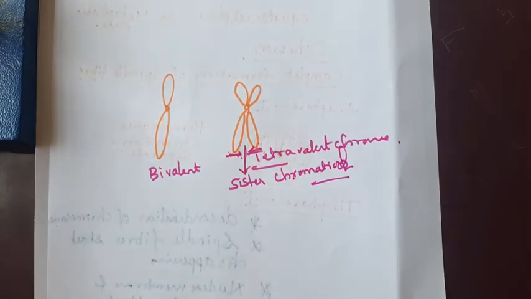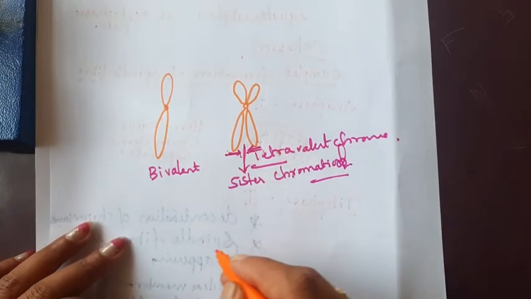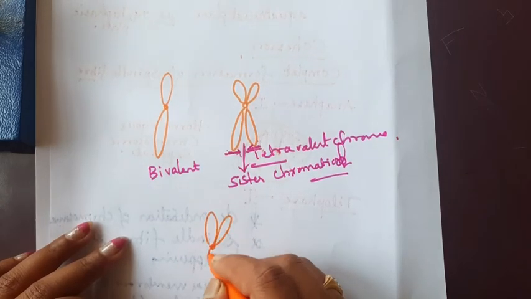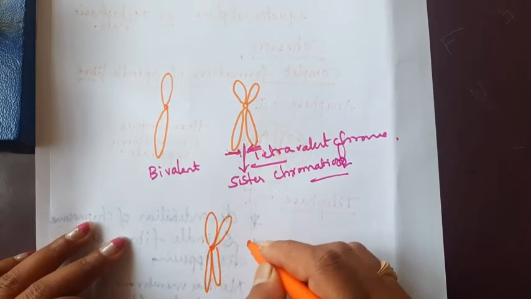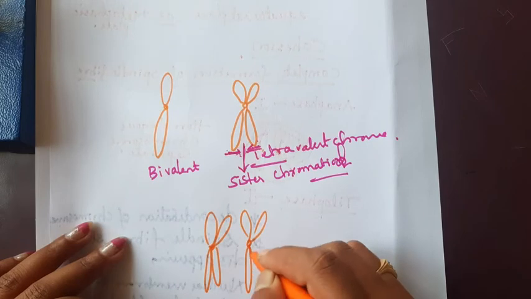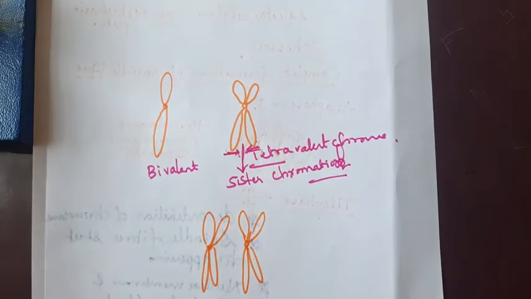The chromatids which are present in the same chromosome are known as sister chromatids. Okay, I will draw a pair of homologous chromosomes. A pair of homologous chromosomes.